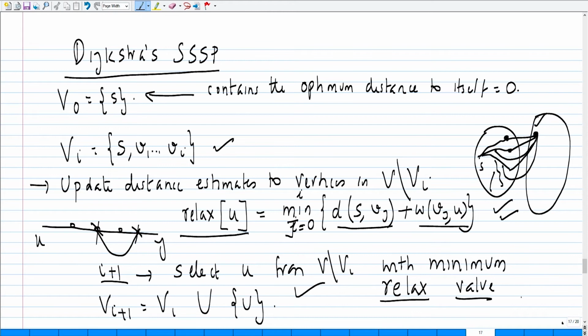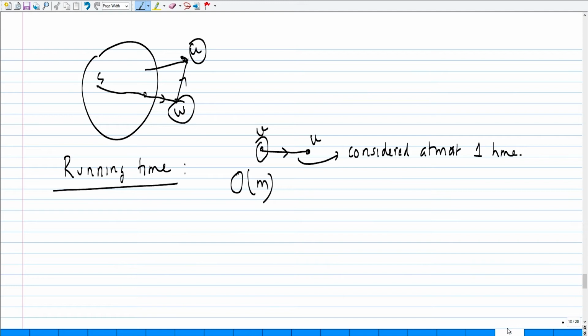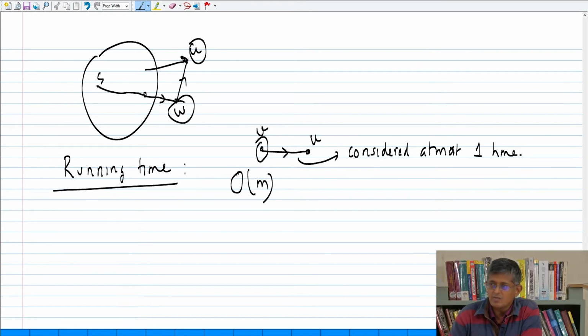Fine. Then you have to pick the minimum weight element from the relax array. You can use a data structure like a min heap, which I have not explained, but this is a data structure where you can pick the minimum element in constant time and you can update the data structure again to keep the minimum quickly accessible in log n time. Fine. This would be an n times log n.